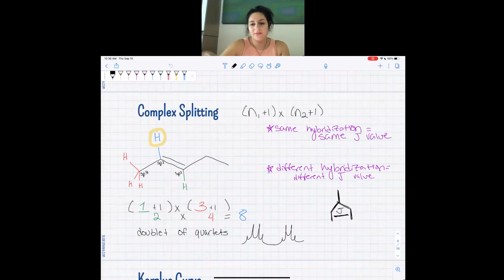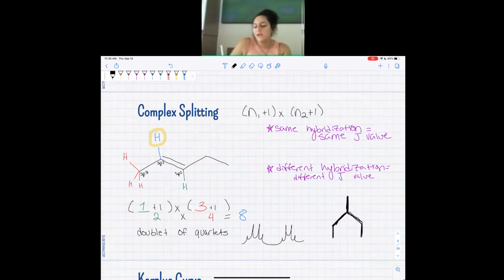Well, I know your professor, at least Dr. West, I'm not 100% sure about Dr. Roche, showed you something called a tree diagram. We're not going to go crazy into that because I know that's confusing and scary, but we know that when we have one signal and that signal has a neighbor, the signal is going to be split into two peaks because of that neighbor. And that's why we have doublet, singlet, triplet, what have you.